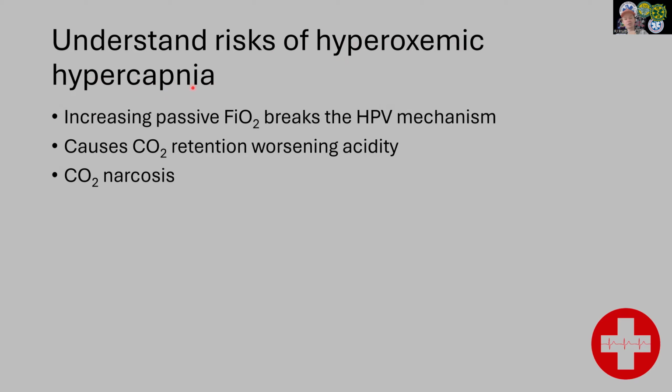So, understanding risks of hyperoxemic hypercapnia, increasing the fraction of inspired oxygen that we give our patients breaks our body's natural ability to adjust V and Q to match each other. It stops hypoxic pulmonary vasoconstriction from working. It causes CO2 to retain inside the blood, and we end up with CO2 narcosis, this altered mental status, tachypneic, diaphoretic state, where eventually our patients could go unconscious or could have seizures because they're acidotic, not because we gave them too much oxygen directly.